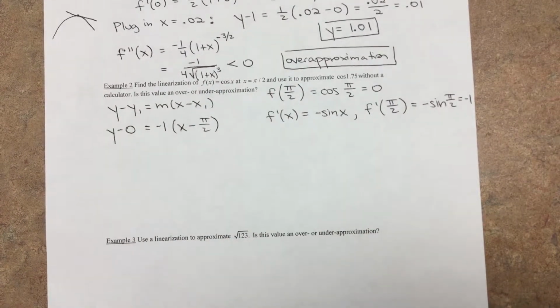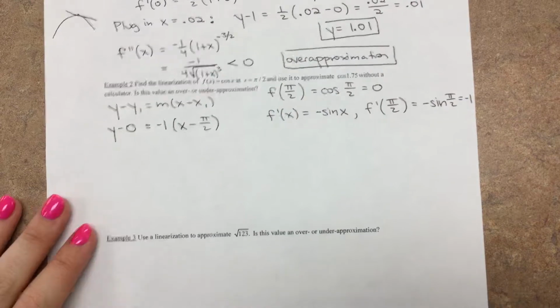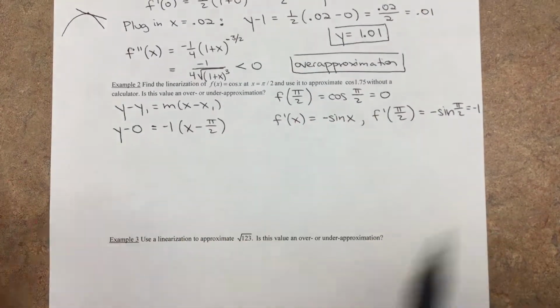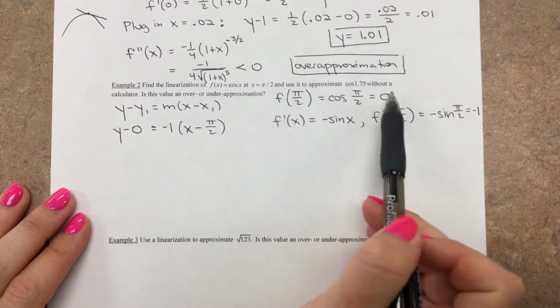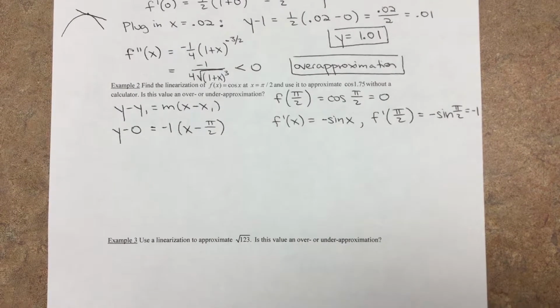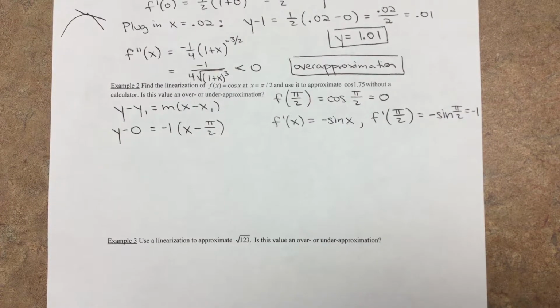So that is our linearization, aka our tangent line. So we always start with that, like find the linearization. Okay, so we got it. Then it says use it to approximate the cosine of 1.75. So we can plug in that 1.75 and see what you're going to end up with.